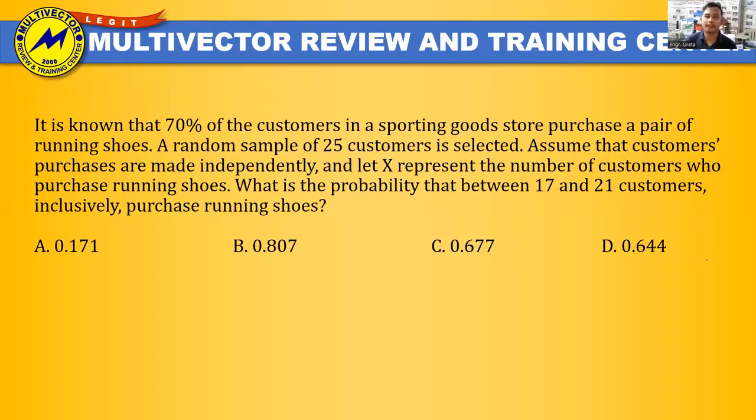Okay, next problem. So basahin lang muna natin. It is known that 70% of the customers in a sporting goods store purchase a pair of running shoes. Okay? So a random sample of 25 customers is selected. Assume that the customer purchases are made independently, and X is the number of customers who purchase running shoes. What is the probability that between 17 and 21 customers inclusively purchase running shoes? Pag sinabi natin inclusively, ibig sabihin kasama yung 17 and 21 sa solution set natin. Okay? So dito, binomial distribution lang to.